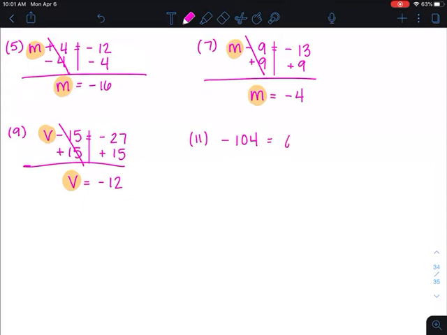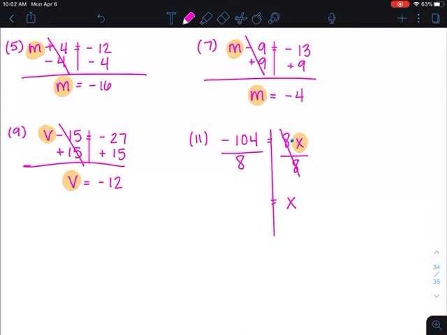Number 11, I have negative 104 is equal to 8x. The variable is the x. Now 8 is directly attached to the x with nothing in between. That means there is an invisible multiplication sign in between. So if we're currently multiplying by 8, the opposite of multiplying is dividing. So we will divide both sides. Again, our job is to get x by itself. So we want to get rid of this 8, so we're going to divide by 8 so they will cancel.